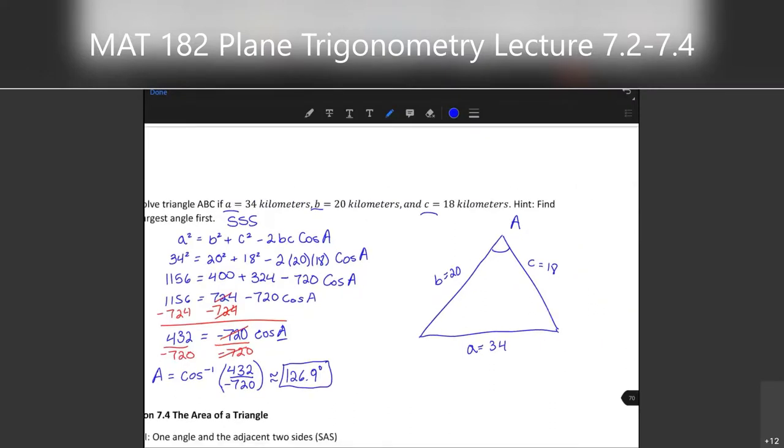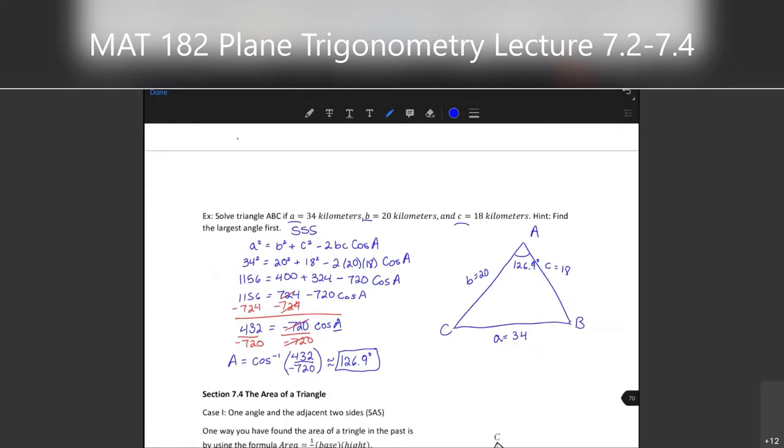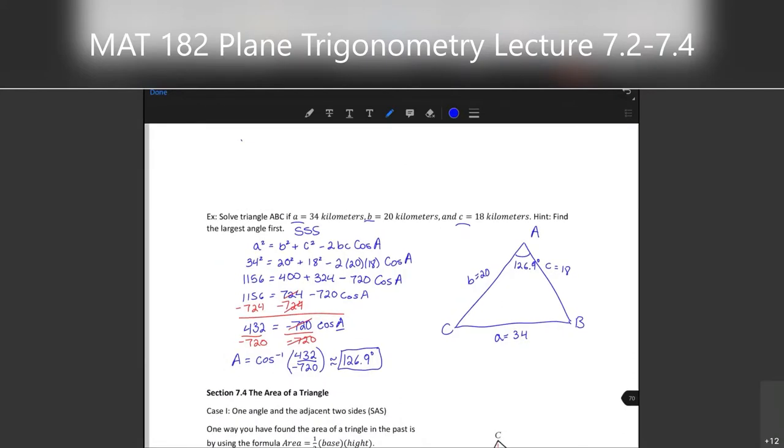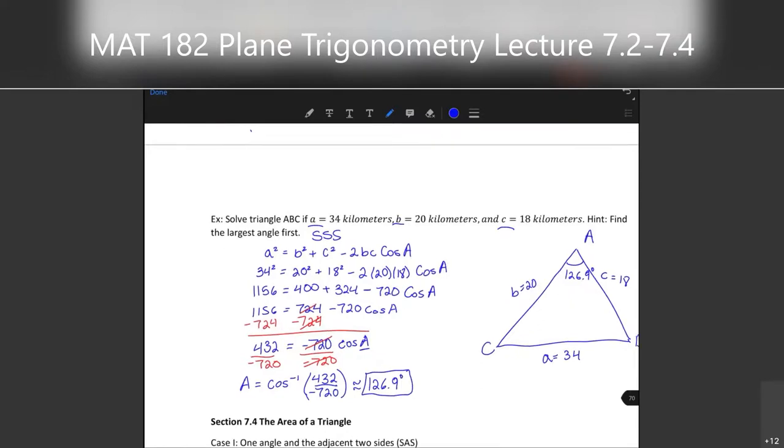So let's consider what we'd need to get next. If we have angle A, that's 126.9, what's the next component that we could solve for? Yep, we could go for angle B. And how would we get angle B? What method could we use, Aiden? We could set it up with the law of sines. Yeah, correct. Awesome job. Law of sines would be probably the quickest way.